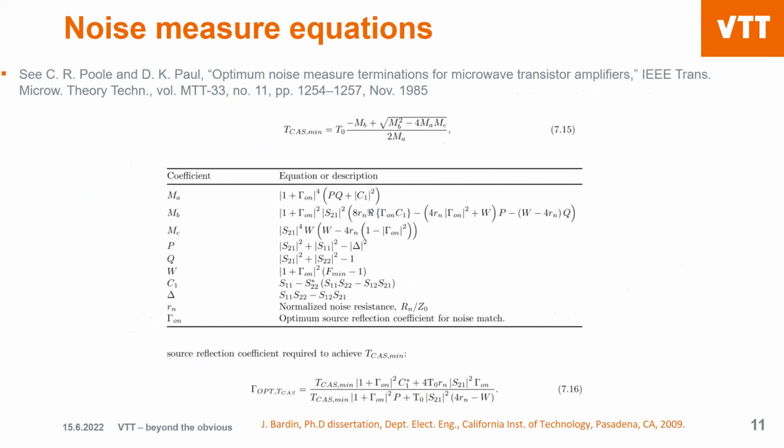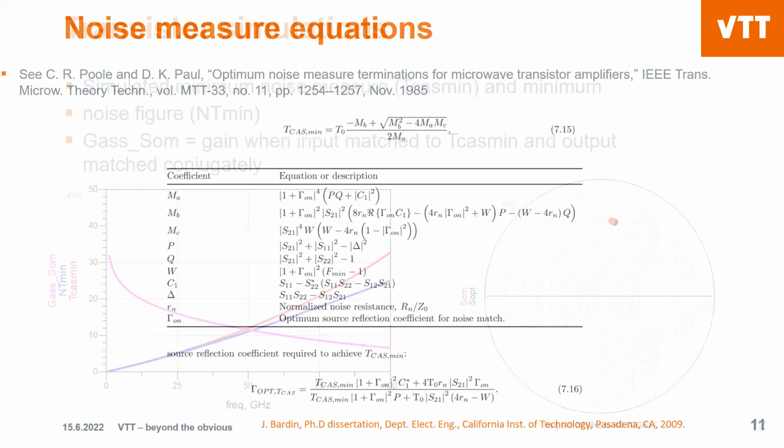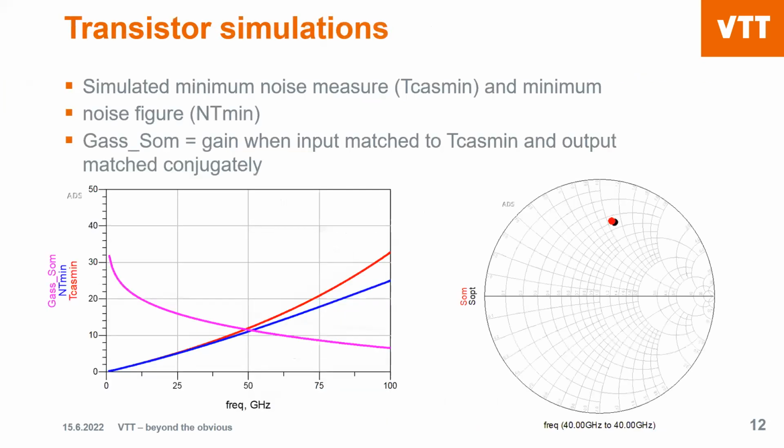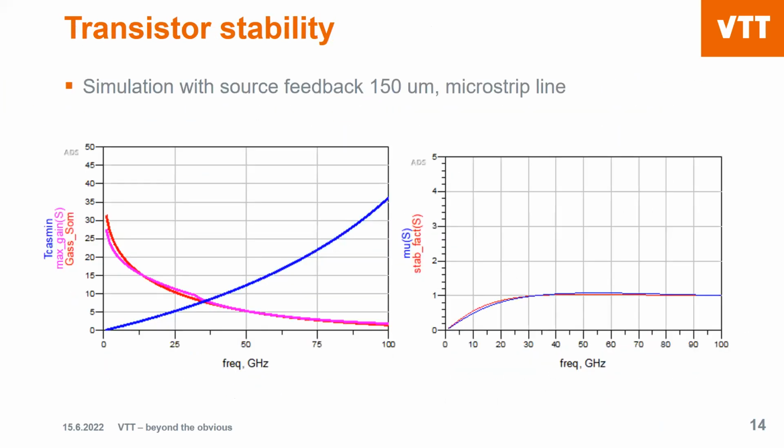Okay, so the equations are pretty ugly for the noise measure match, which I've been talking about. But remember, at lower frequencies, when the gain is high enough, we don't necessarily need to use these equations. We will not start using them in this practice. But you should remember them if you start to design an amplifier later on.